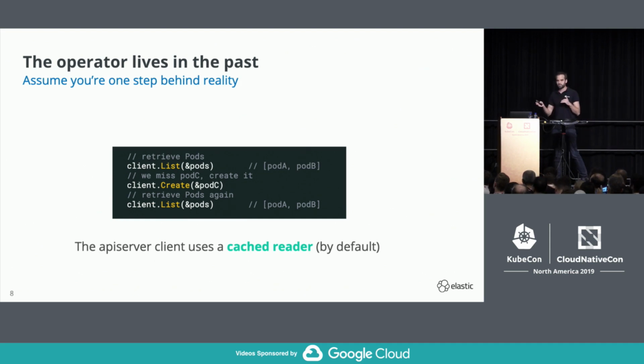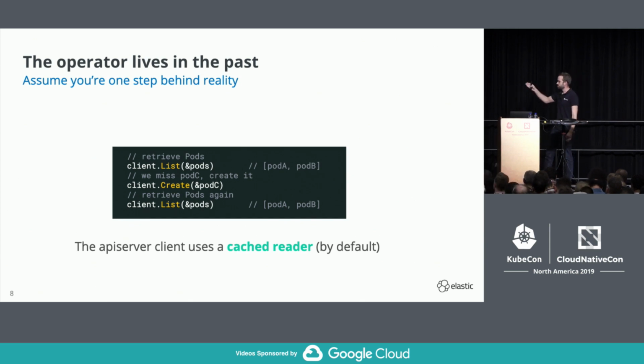But you have to assume that every time that code gets executed, you're kind of one step behind the reality of things and the state of the world. Let's take an example here. Say, in the middle of my reconciliation, I need to list all the pods I have in the cluster related to my particular application. So I would list the pods, and I would see maybe I have 2 pods, pod A and pod B. And then compared to what I expect, which would be having 3 pods, I realize one is missing, so I need to create it.